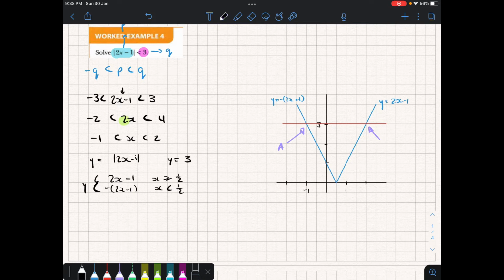So we're looking for minus 2x plus 1 equal to 3, 2x plus 1 equal to minus 3, 2x equal to minus 2, x equal to minus 1. And we can see that visually as well. And on the other hand, we're looking for where 2x minus 1 is equal to 3, 2x is equal to 4, x is equal to 2. And this is visually where B occurs. So that's how we could solve these graphically. Now obviously we can see that solving this algebraically was much faster, and that's why we learned these little rules.